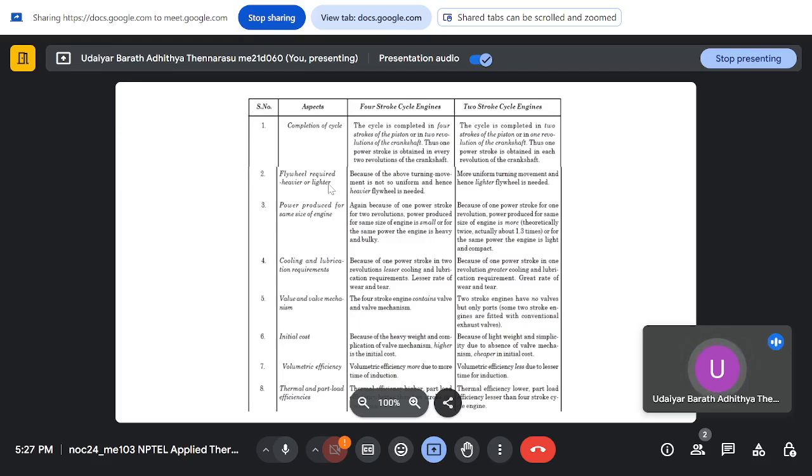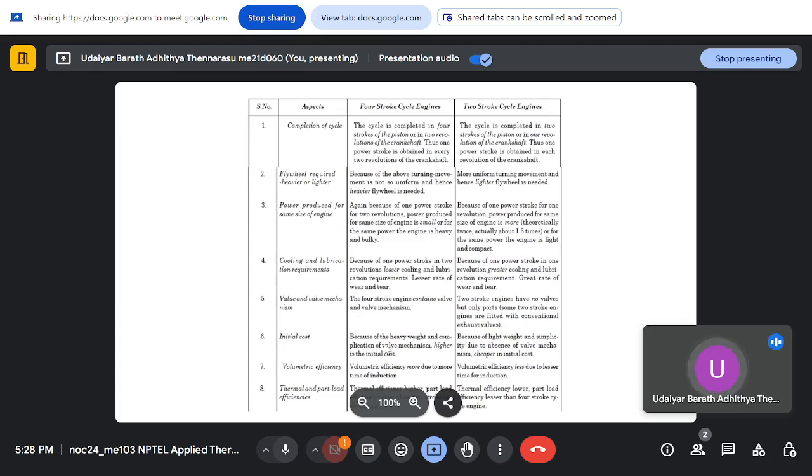So if you compare the 4 strokes and 2 strokes, the cycle is completed in 4 strokes here, and in 2 strokes there, or in 2 revolutions of the crankshaft in the case of 4 stroke, and 1 revolution in 2 stroke. So the flywheel required is heavier in the case of 4 stroke, because you need that much energy to finish the cycle. We have only 1 power stroke, but for the other 3 processes you get the energy to drive from the flywheel. So that is lighter in the case of 2 strokes. Because there is only 1 power stroke for 2 revolutions, the power produced is less compared to 2 stroke.